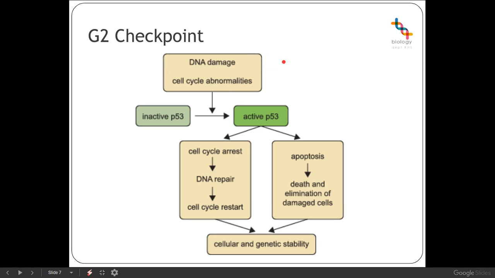So if we do get any DNA damage, our P53 molecule is able to bring about a few different cellular responses. So it can activate particular DNA repair proteins, and they're able to repair the DNA and allow the cycle to restart. It can arrest the cell cycle at the G1 checkpoint, and that means that the cell cycle stops, allowing the DNA repair proteins time to recognise and fix the DNA. And if the DNA damage is too severe, it can initiate apoptosis or programmed cell death.